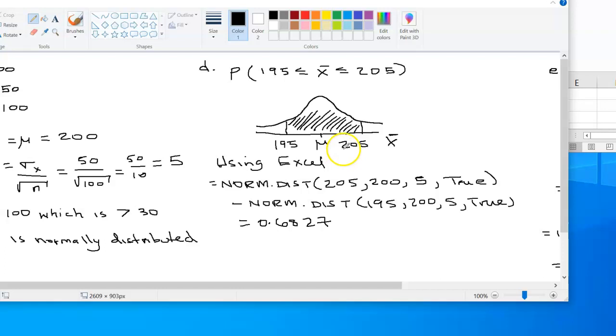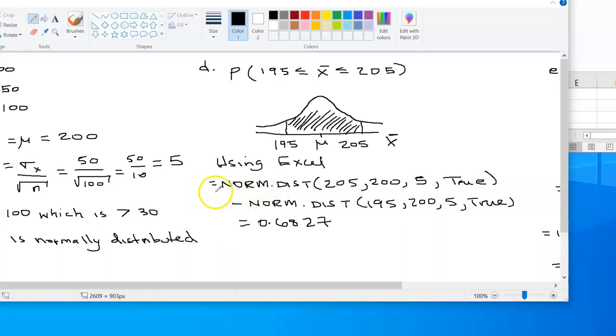So what we're going to do, we're going to say, okay, what's the cumulative normal distribution up to 205? That's everything to the left of 205, including this unshaded area. And what's the cumulative distribution up to 195? Well, it's the unshaded area right here. And so all we need to do is to find the larger area and subtract the smaller area. So that's exactly what this formula is doing right here.